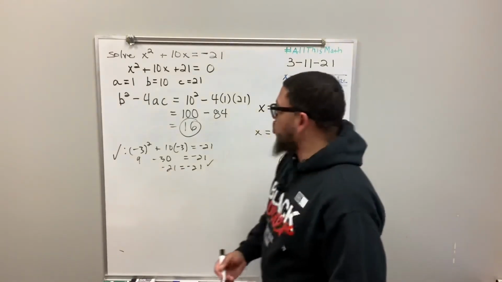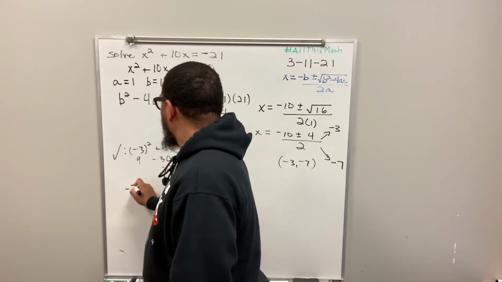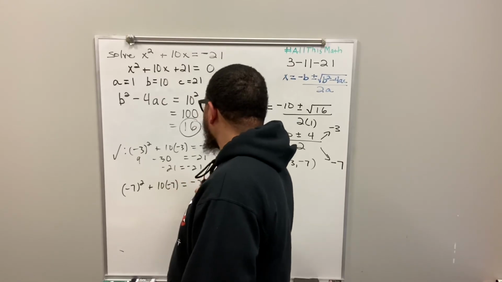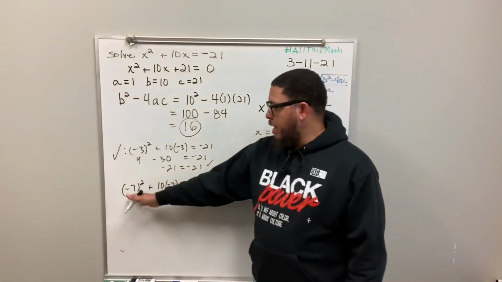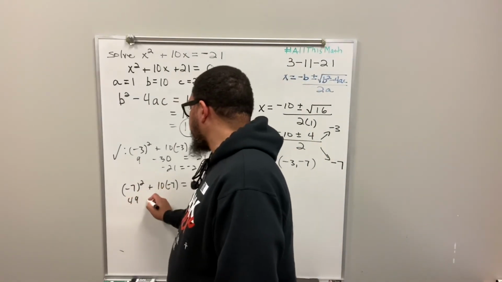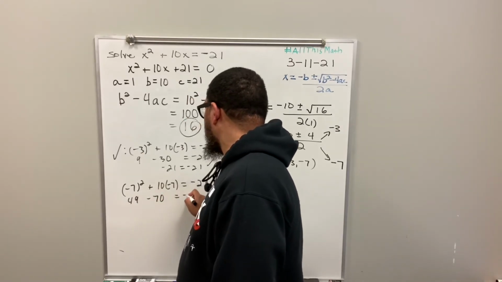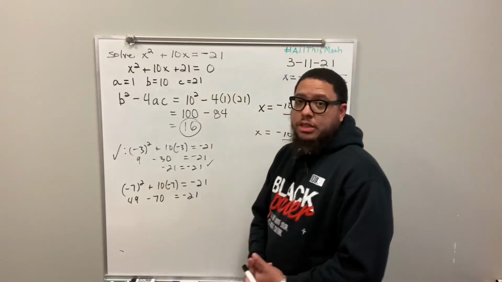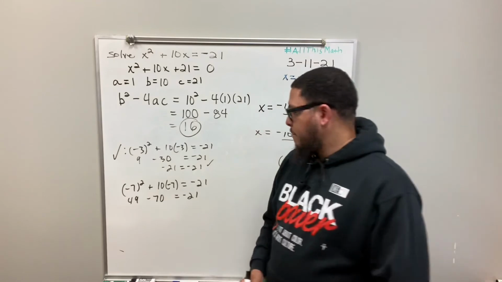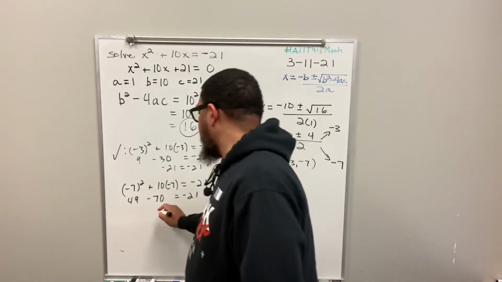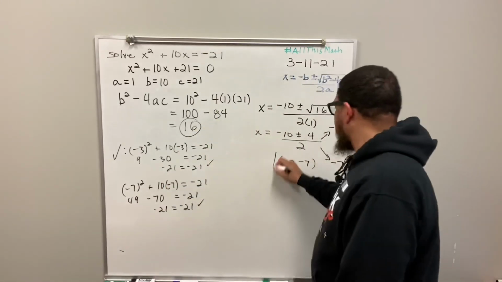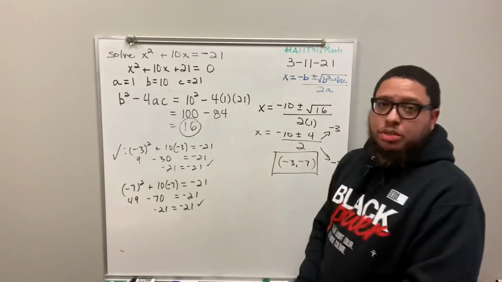Now let me see if negative 7 also works. Go back to the original equation. Negative 7, make sure you put them in parentheses, plus 10 times negative 7. Does that equal negative 21? Let's do our math. Use your exponent. Negative 7 squared is positive 49. 10 times negative 7 is negative 70. So 49 minus 70. Here's my question. Is it true that 49 minus 70 equals negative 21? That is true. 49 minus 70 is equal to negative 21. So that means that these are good solutions.